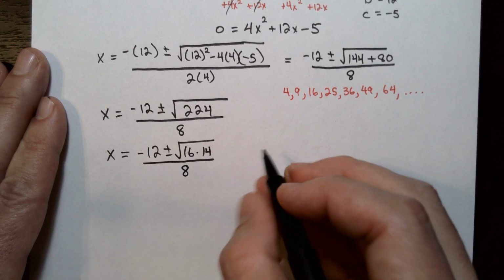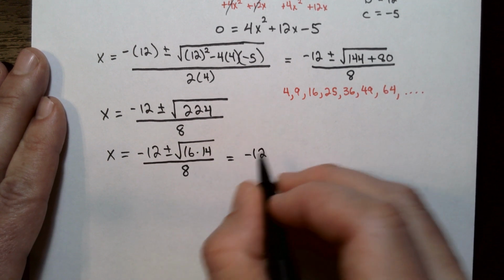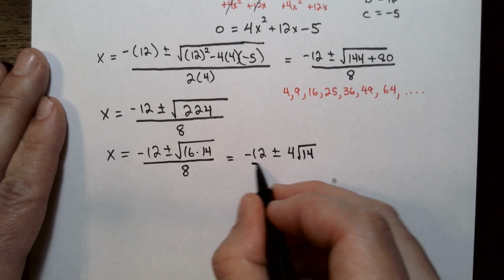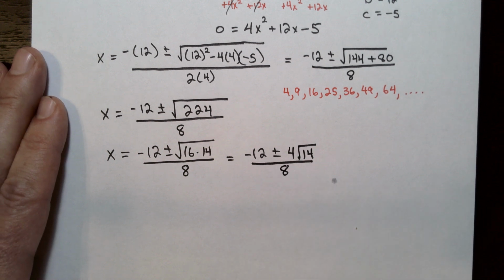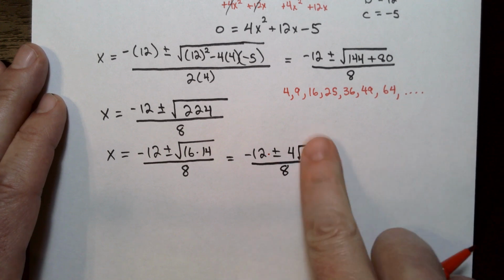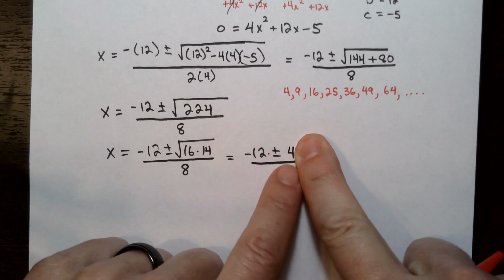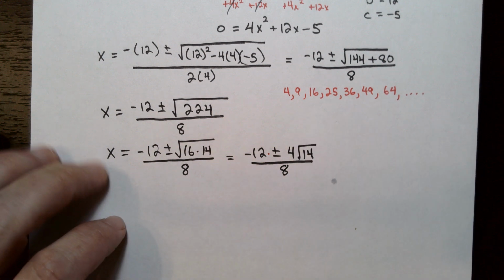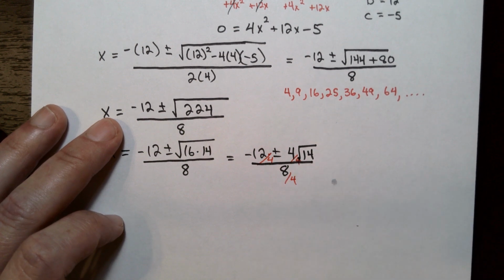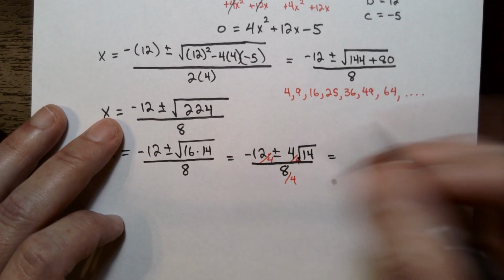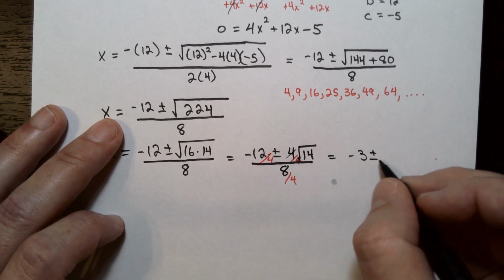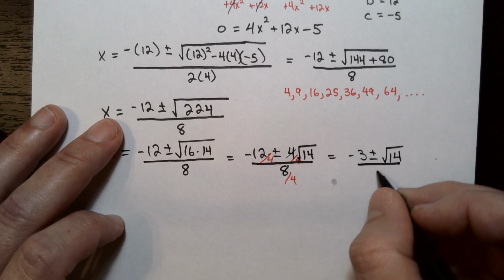We will now square root that 16 out, so -12 plus or minus the square root of 16 is 4. The 14 stays inside because it's as reduced as it can be, divided by 8. One last step to get this thing as reduced as possible is we divide these three numbers, not the square root, just those three numbers, the numbers in front of the square root, this number, and this number, are all divisible by 4. So I'm going to divide each one of them by 4. Okay, so that will give me a -3 plus or minus, the 4's cancel here, so it's just square root of 14 over 2.